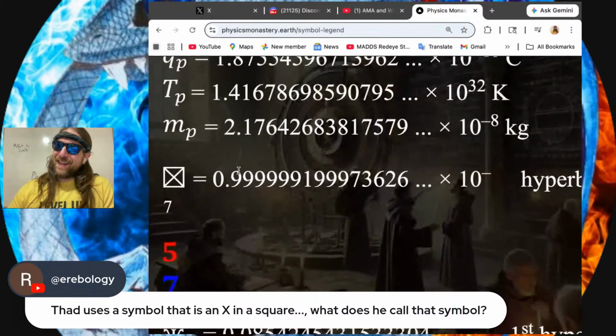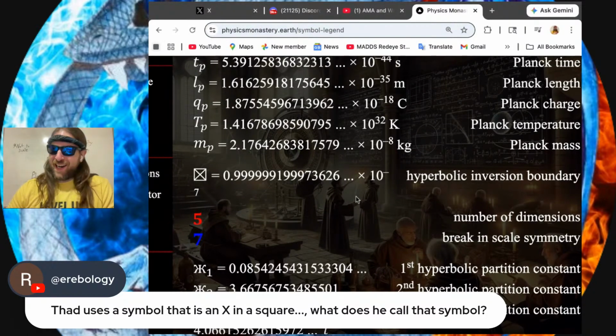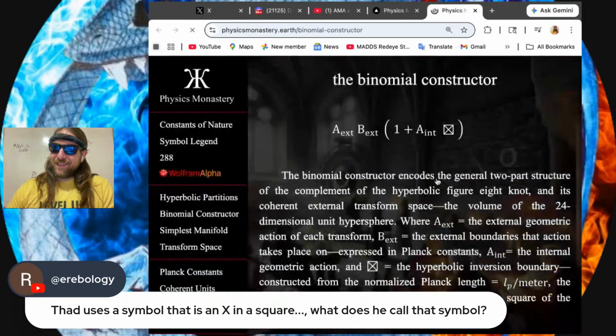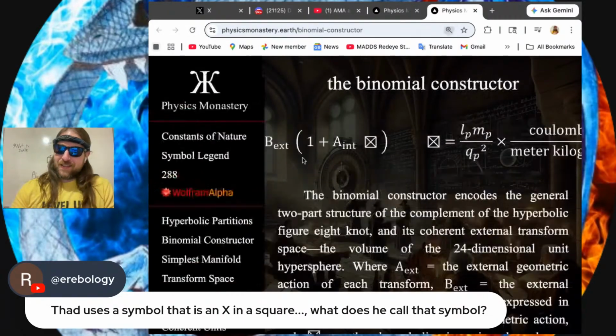Yeah, so it's the hyperbolic inversion boundary, HIB. If anybody's got a good name for it, totally open, and I'm sure Thad would appreciate it, because that's literally just the claim.